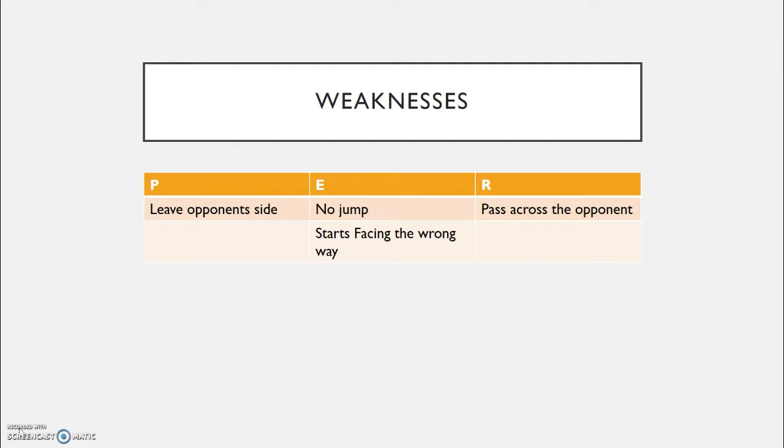However, he leaves the opponent's side, which could cause the other team to get the ball. There is no jump, and therefore the opponent could intercept, and he starts facing the wrong way, and he passes across the opponent. So these are all areas that could be worked on, and smart targets could be produced to make him improve them.